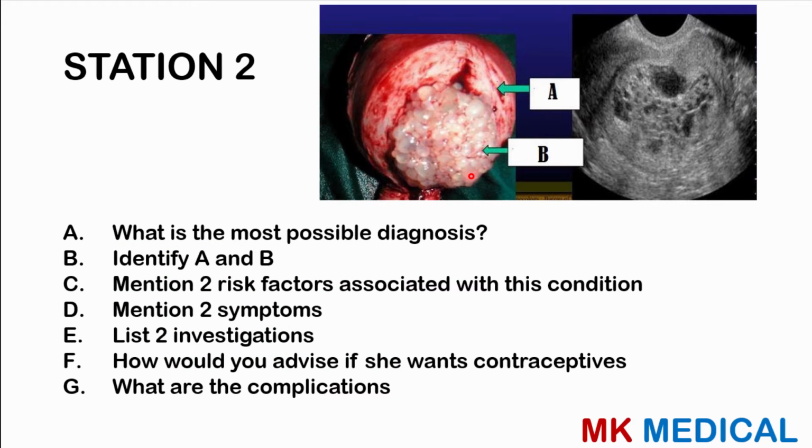Moving on to station 2, another image labeled A and B. What is the most possible diagnosis? Identify A and B. Mention 2 risk factors associated with this condition. Mention 2 symptoms. List 2 investigations. How would you advise if she wants contraceptives? What are the complications? Take your time, pause the video if you may, but here comes the answer.